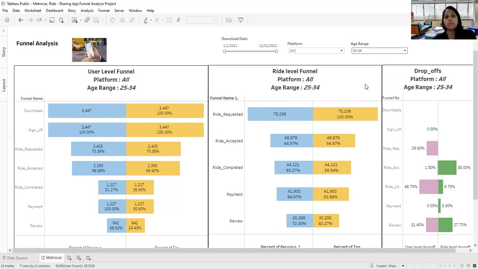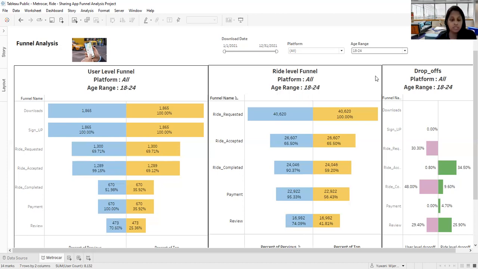And price optimization can be done for the age category of 18 to 24. These are young adults who might have affordability and price concerns. So price optimization would be the best strategy for this age group.